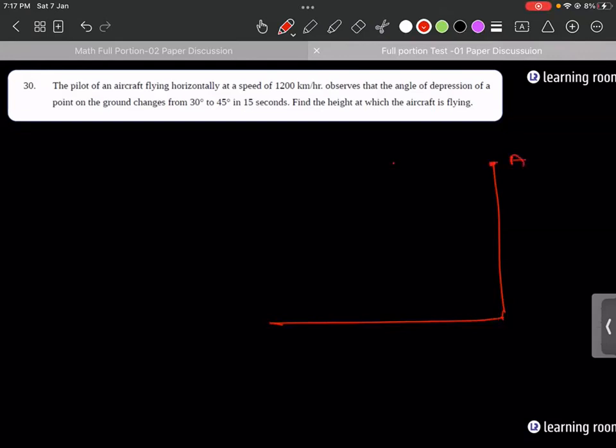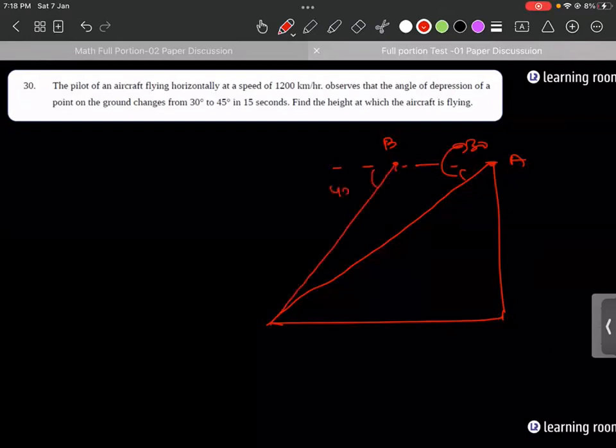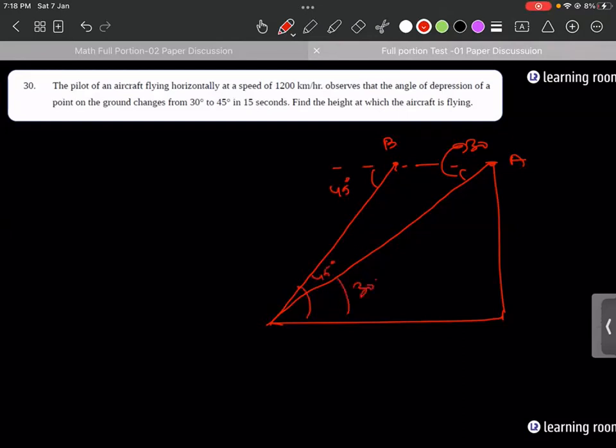So if this is A, this is B. If this angle of depression is observed to be 30 degrees, this angle of depression has changed to 45. So this is 45 degrees, and this is going to be 30 degrees, right? And the height BH. He's traveling at a speed of 1200 km per hour in 15 seconds.